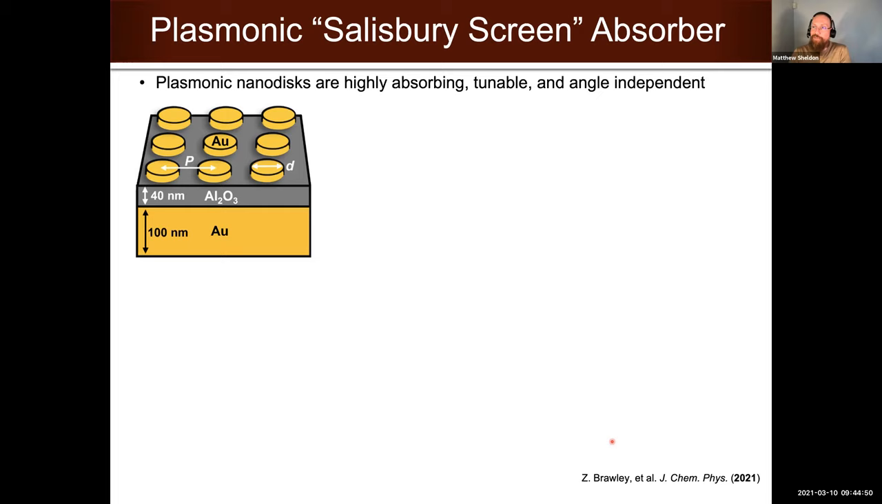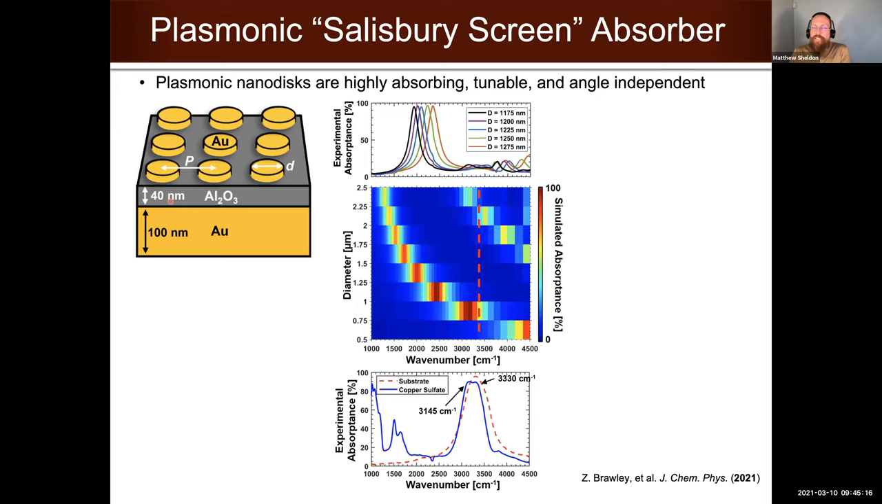But we have arrived at something that's called a Salisbury screen absorber geometry. It takes advantage of localized surface plasmon resonances in little nanostructures that are in an array. But then there's also a coherent destructive feedback between a spacer layer with that array and a smooth film. Based on how you can control the spacing and the diameter of the rods, you can tune all the parameters based on how you do the fabrication.